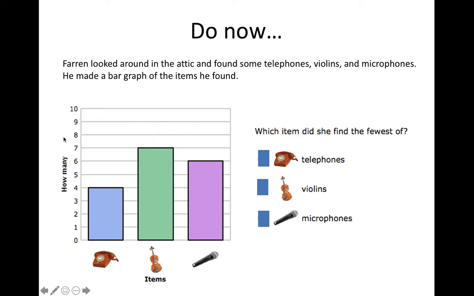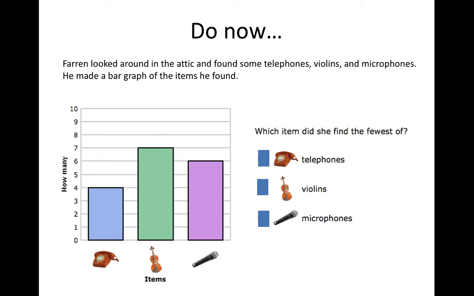Over here towards the left, it says how many, and here are the numbers that go from 0 to 10. And when we're reading a bar graph, we want to read where the bar ends. So over here for telephones, it ends right here at 4. So she had 4 telephones. Violins, it ends right here at 7. So she had 7 violins. And microphones, the bar ends right here at 6. So she had 6 microphones.